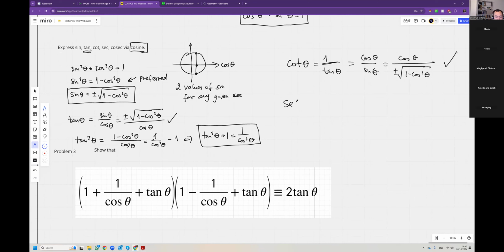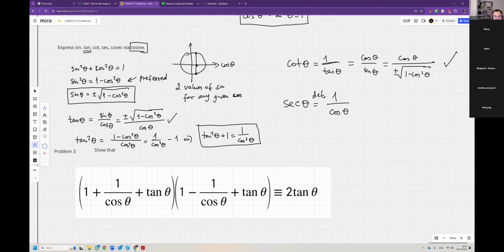Sec theta is 1 over cos theta. Oh, that's done. That's the definition. By definition, sec is 1 over cos theta, so done. Cosec theta, by definition, is 1 over sine theta, which makes it 1 over plus or minus square root of 1 minus cos squared theta. Okay.